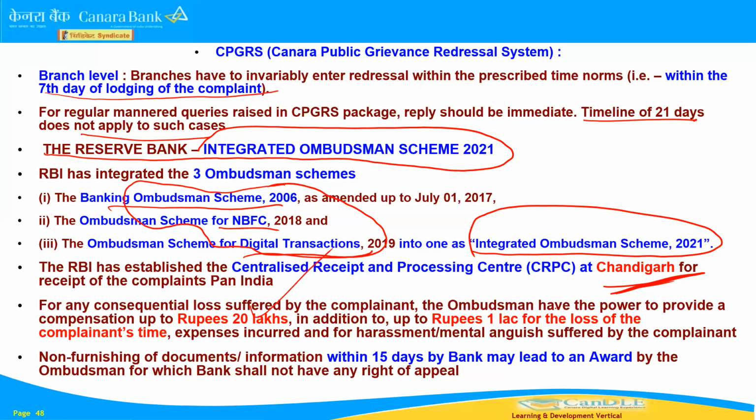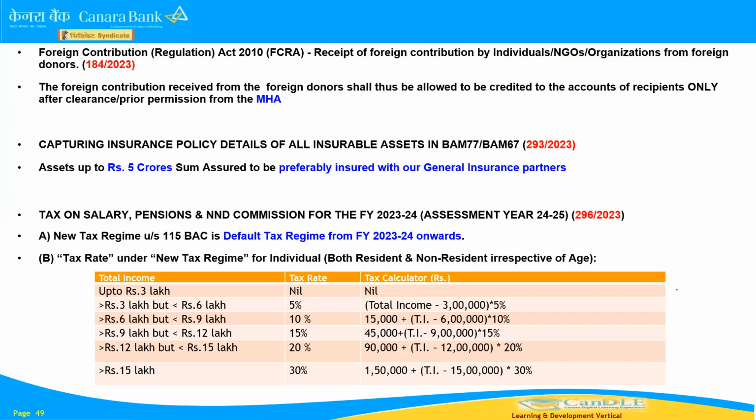Ombudsman award: 20 lakhs, and 1 lakh for loss of complainant's time. Credit card also 1 lakh. Remember the important point: non-furnishing of documents or information within 15 days by the bank may lead to an award. For example, the ombudsman asked for some documents because somebody complained to the ombudsman. The ombudsman asked your bank to submit the documents. If they do not submit the documents within 15 days, the ombudsman will not wait. It will award against the bank. This is why 15 days is important.